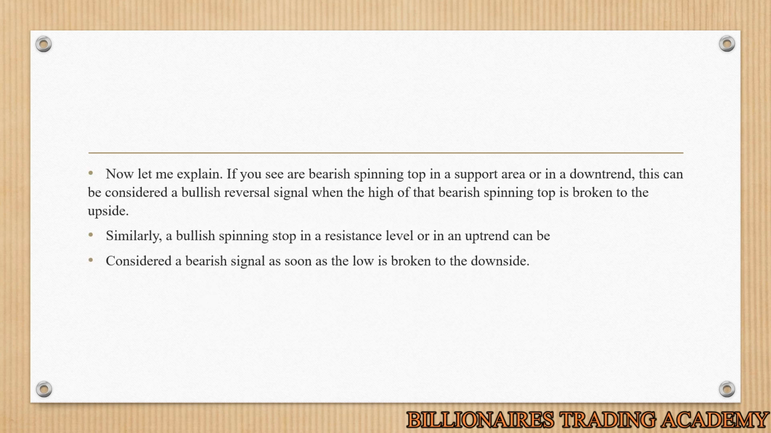If you see a bearish spinning top at a support area or in a downtrend, this can be considered a bullish reversal when the high of that bearish spinning top is broken to the upside. Similarly, when you see a bullish spinning top at resistance, it's a sign that the uptrend might be ending and you might consider taking a sell, because it's usually both a reversal and a continuation.